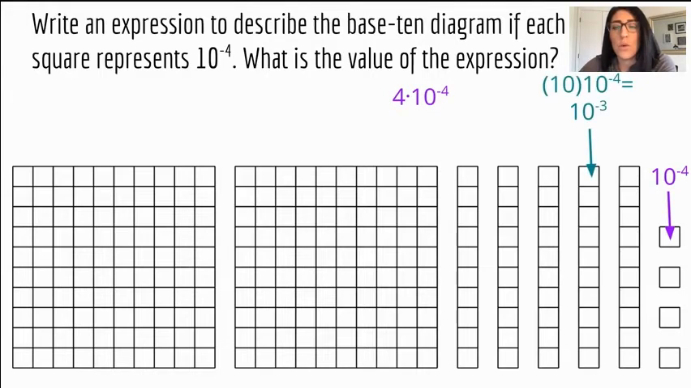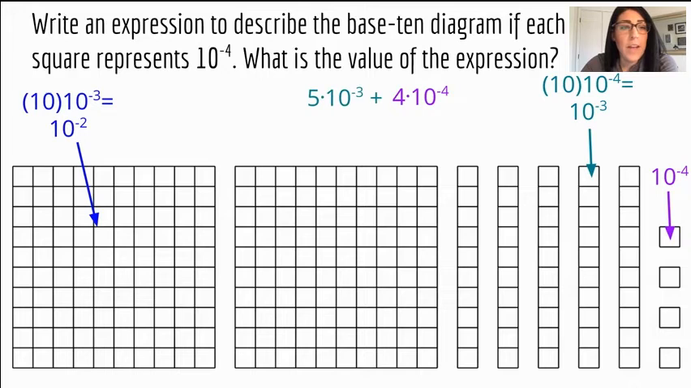Let's move to a rectangle. We know that one rectangle includes 10 small squares, so we have 10 times the value of a small square, which is 10 to the negative fourth. That gives us 10 to the negative third. So we now know that we have 5 rectangles that are each worth 10 to the negative third.